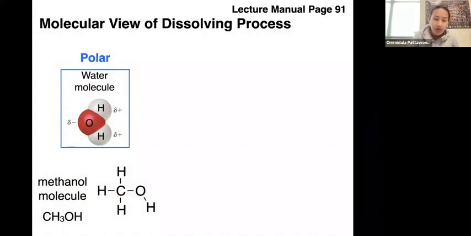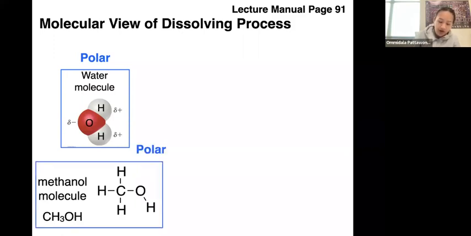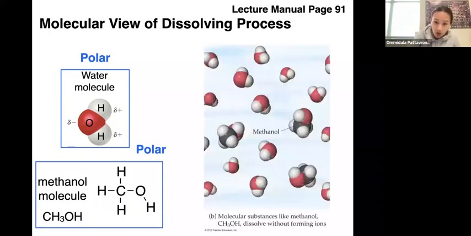Next, we are going to take a look at the molecular view of the dissolving process for the non-electrolyte. A molecule that I'm going to use as an example is methanol. Methanol is a polar molecule. Therefore, methanol would be able to dissolve in water, because polar can dissolve in polar molecules. In the molecular view, when methanol dissolves in water, the methanol molecule will not dissociate. It stays as a whole molecule. It did not break apart.